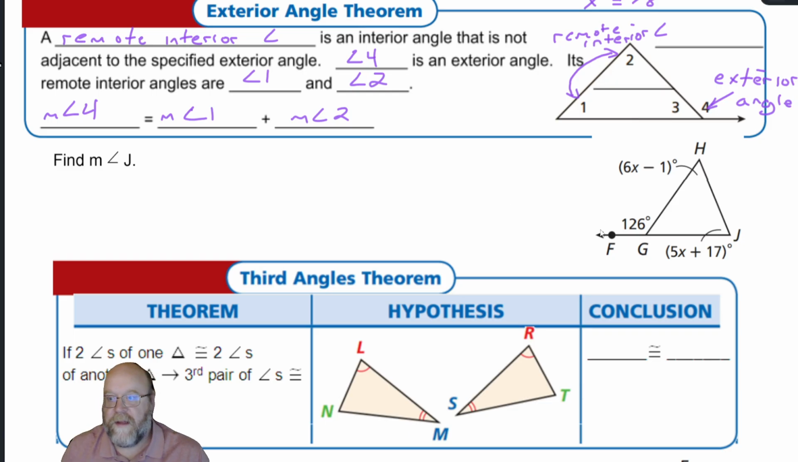Okay, so we're going to find the measurement of angle J. Here's angle J. What do we really need? We need to find X. If I don't know what X is, I'm never going to know what angle J is. So we're going to use, guess what? The exterior angle theorem. Here's the exterior angle theorem. The measurement of angle FGH, the exterior angle here, is equal to the measurement of the remote interior angles.